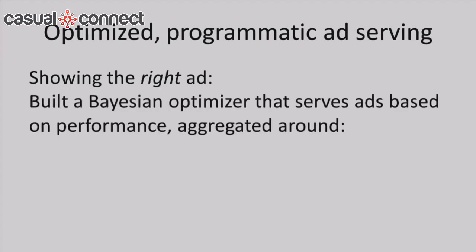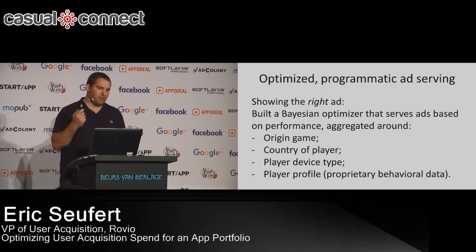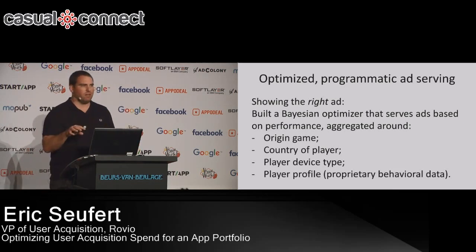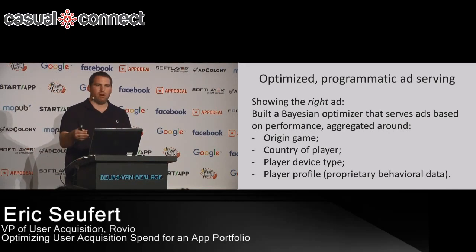So we built a Bayesian optimizer that serves ads based on performance aggregated around a number of dimensions: the origin game, so the game the user's playing, the country the player's in, the player's device type, and then the player portfolio that we've built internally using behavioral data, right? These are all the filters we use to figure out the best ad to serve this person. So we say, okay, we've got a user playing Angry Birds Epic, in the US, on an iPhone, and we've profiled them as a heavy spender. What ad could we show them to produce the most benefit to our portfolio?